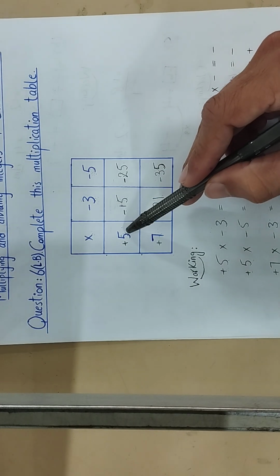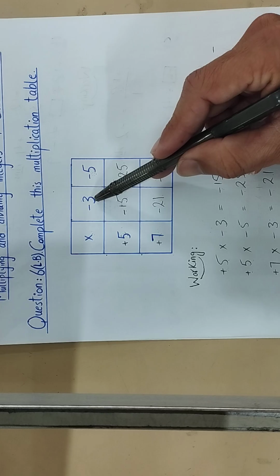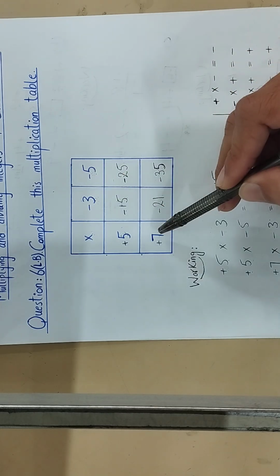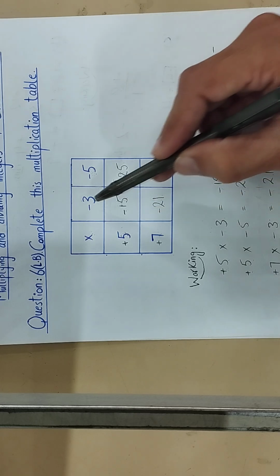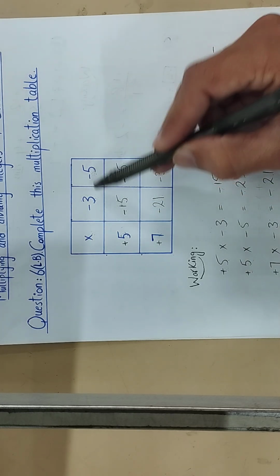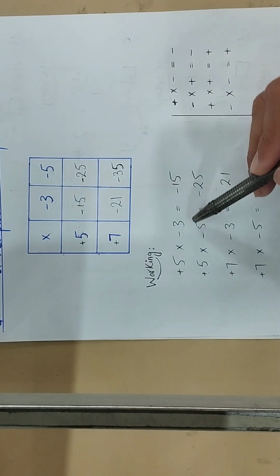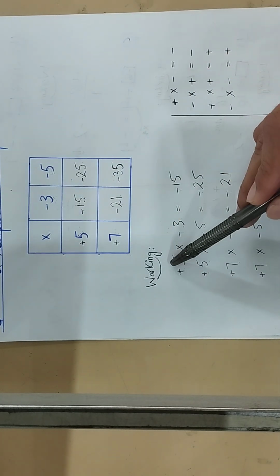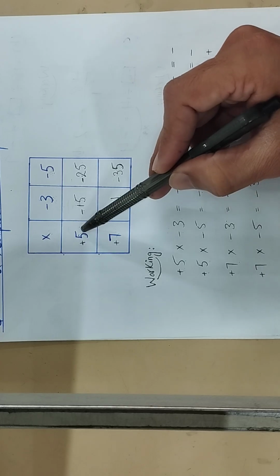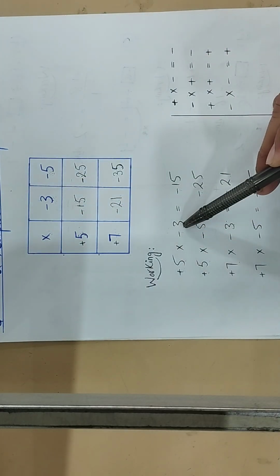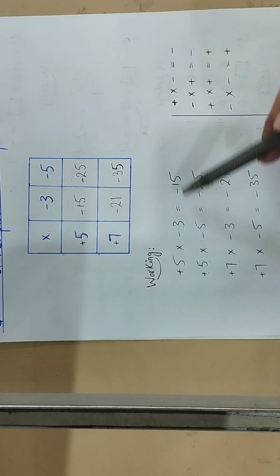So take this number from the left side and multiply it with these two numbers and write your answers here. Then take this number from the left side and multiply it with these top two numbers and write your answers here. You can show your working like this. The first thing is plus 5 multiply minus 3. So plus 5 multiply minus 3. It is 5 3s are 15 and plus multiply minus is minus.